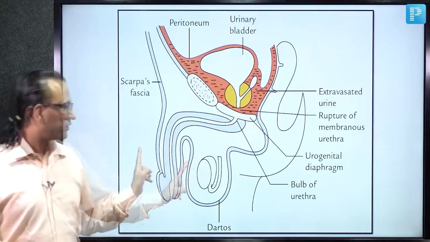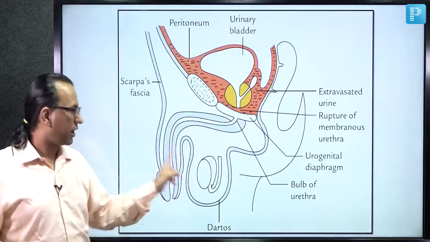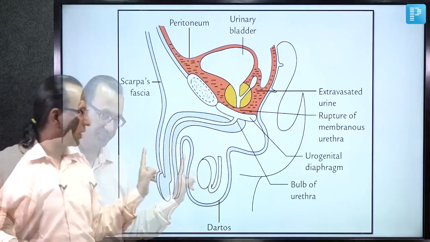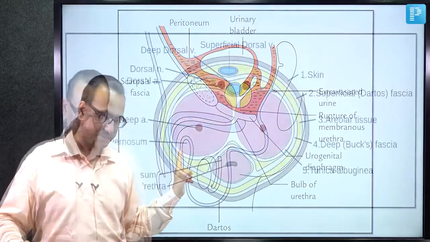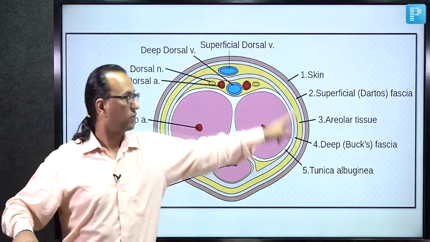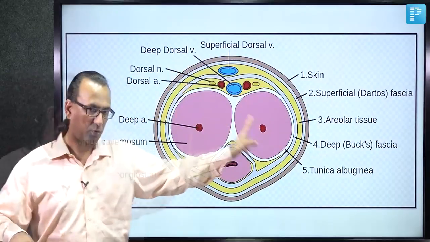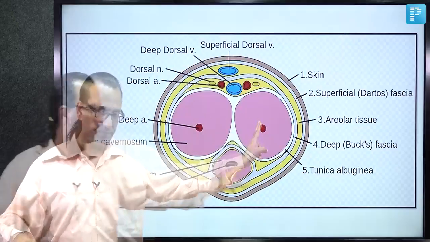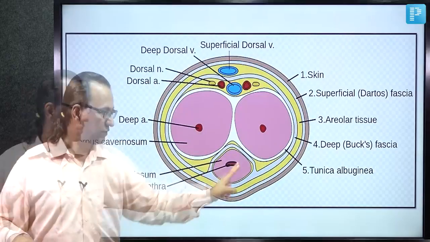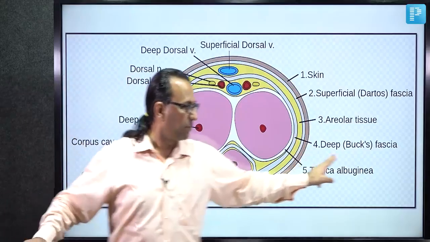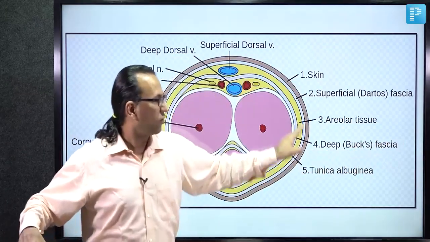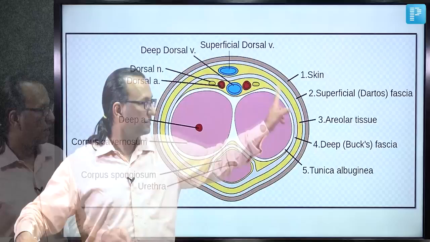Now, take a section of the penis to look at the Buck's fascia and also the corpora cavernosa and corpus spongiosum of the penile shaft. So, here is a transverse section of the penis and we can see this is the corpora cavernosa containing the blood and the corpus spongiosum containing the urethra carrying the urine. And outside we have the deep Buck's fascia covering the three bodies there.